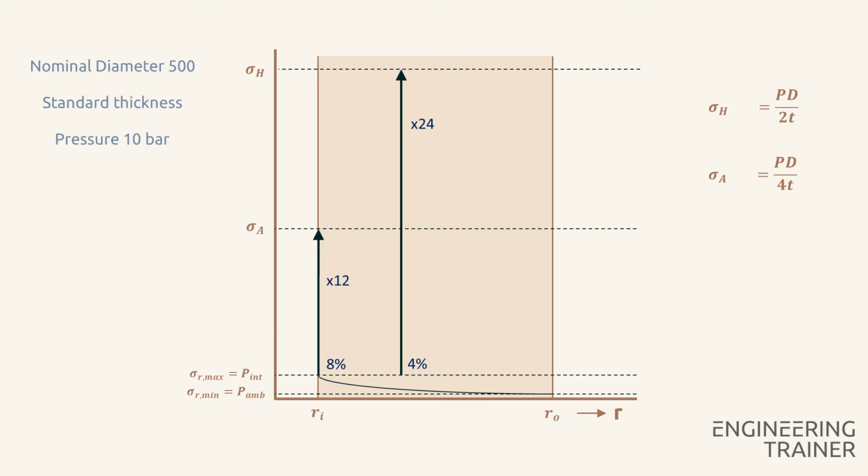In summary, we've seen that the radial stress is well below the hoop and axial stress values, which is why the radial stress is often neglected for thin-walled piping.